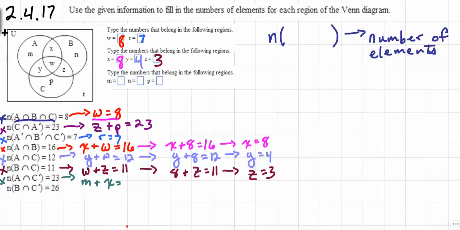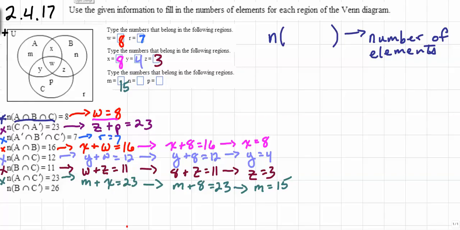And that will be equal to 23. But we do know what X is, and that's 8. Therefore, we can write this as M plus 8 is equal to 23. And then we'll subtract 8 from both sides, and we'll end up with the fact that M is equal to 15. And so we can put 15 right in here. The last thing that we need to look at is the fact that N is equal to some number and P is equal to some number.